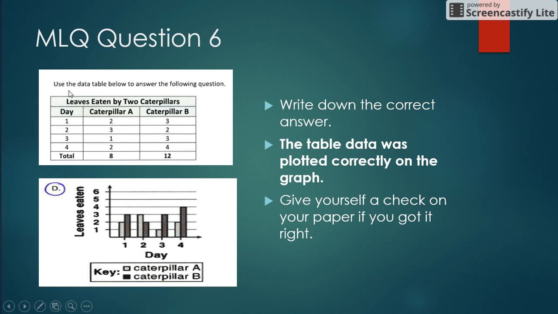MLQ question 6. Use the data table below to answer the following question. I know that caterpillar A eats certain amounts of leaves and caterpillar B eats other amounts of leaves. So the correct answer here was D. I know that on day 1, caterpillar A ate 2 leaves and caterpillar B ate 3 leaves. So as I go down through the data table, the amount that the caterpillar ate was correct on the bar graph. The reason is that the table data was correctly plotted on the graph.